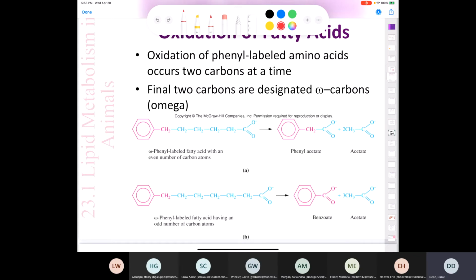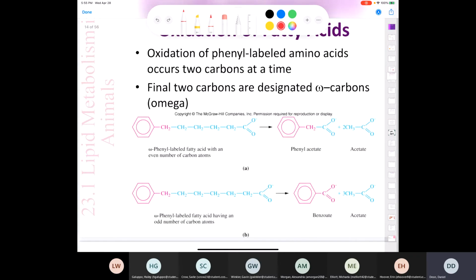And here's what he did. He took an omega labeled fatty acid. The omega label all it means is he put a phenyl at the very end of the fatty acid instead of just a CH3 group. And when he had an even number of carbon atoms in the chain, he noticed that he ended up with acetate and phenylacetate. But when he had an odd number of carbons, he didn't end up with the same molecules. He ended up with acetate and benzoate.